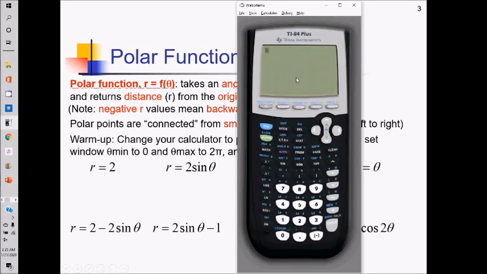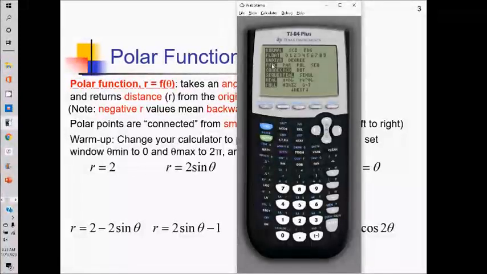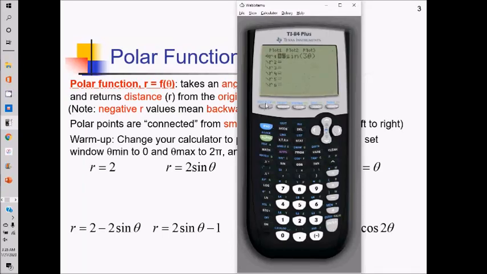So to get to polar mode, we just go to mode, and down here where it says func, we arrow down there and arrow over to pol, press enter. Now we're in polar mode. If you go to y equals, you'll notice that we now have r's instead of y's. We'll just graph r equals 2 for this first one. And in window, we now have a theta min and a theta max, which I'm going to set up to be between 0 and 2 pi. If we do zoom 0 now, it'll use those angles to graph things. And we get a circle out of that first one.